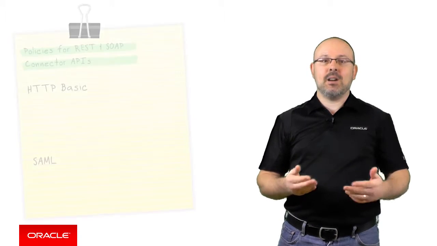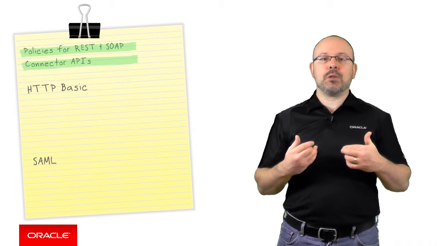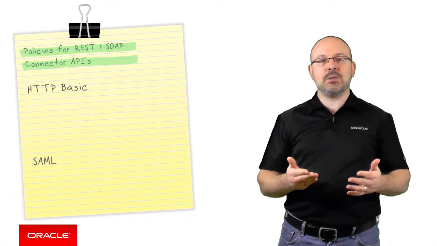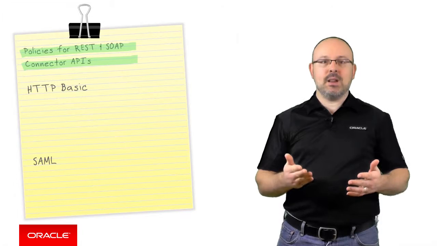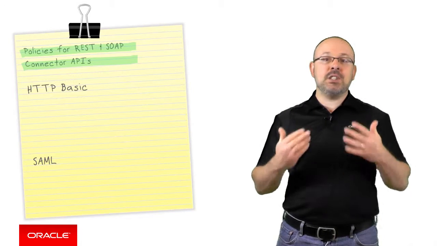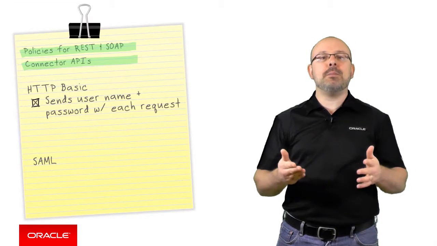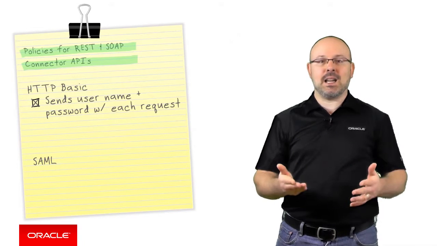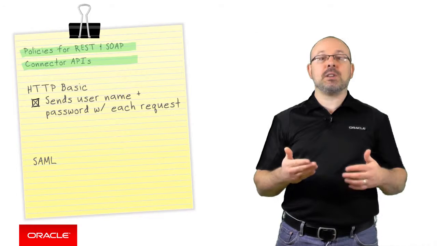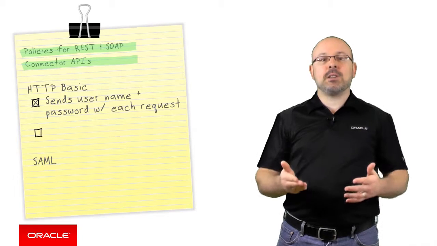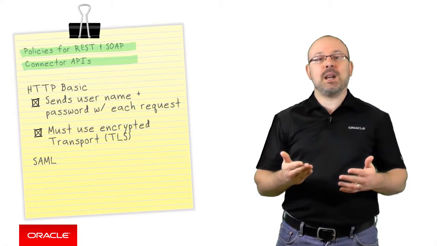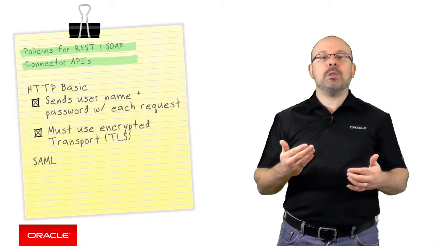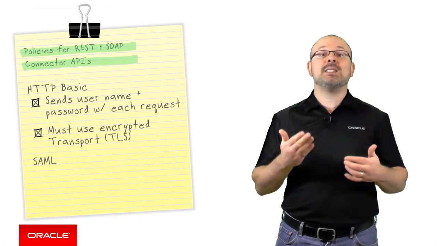Let's now have a look at the types of security policies currently available in MCS. REST connector APIs support both HTTP basic authentication and SAML policies. Basic authentication allows an HTTP user agent to send a username and password with a request. It is often used with stateless clients, which pass their credentials on each request. Basic authentication offers no encryption by itself and must be used over an encrypted transport such as TLS.